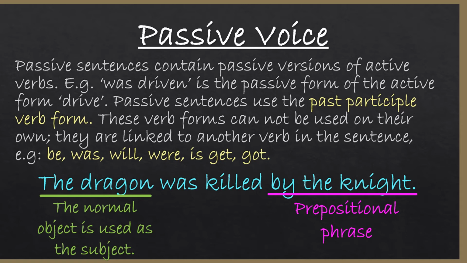Passive sentences use the past participle verb form. These verb forms cannot be used on their own. They are linked to another verb in the sentence. For example, be, was, will, were, is, get, or got. In this sentence, was killed is the past participle. The sentence, the dragon was killed by the knight, is clearly blocked off as the subject, the past participle, and the prepositional phrase.